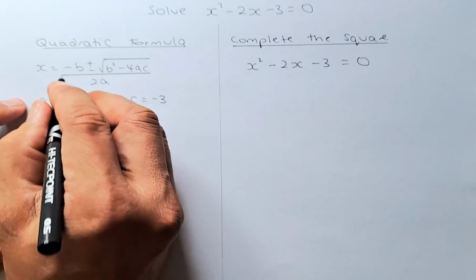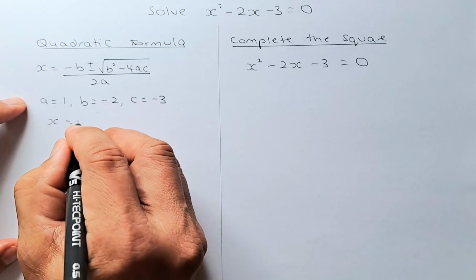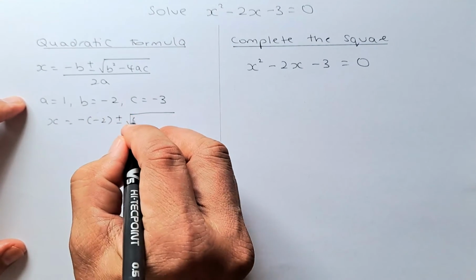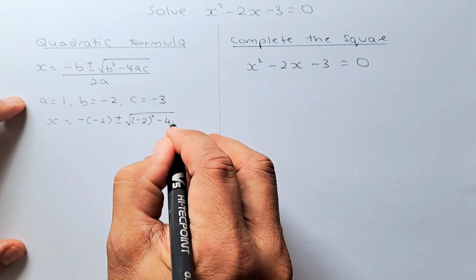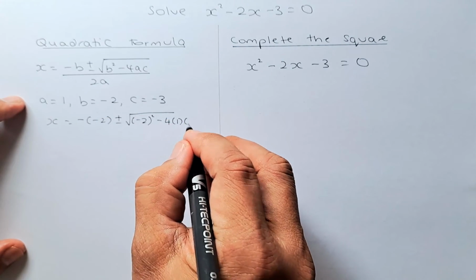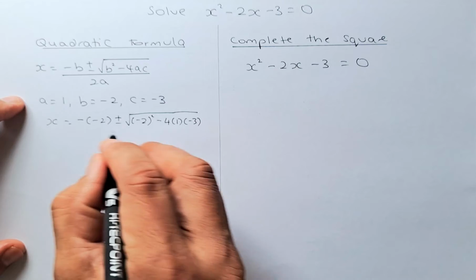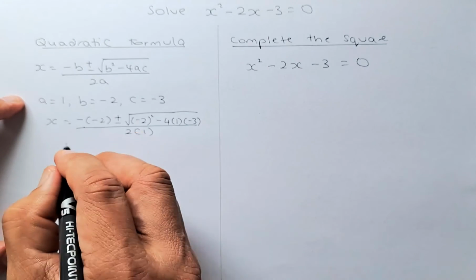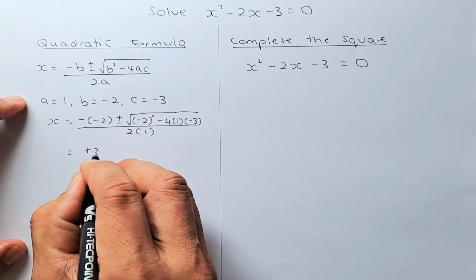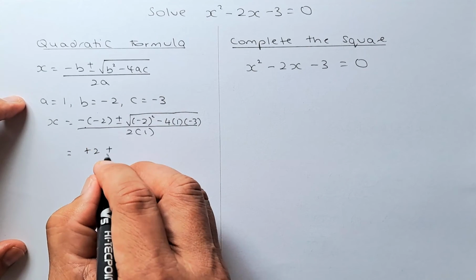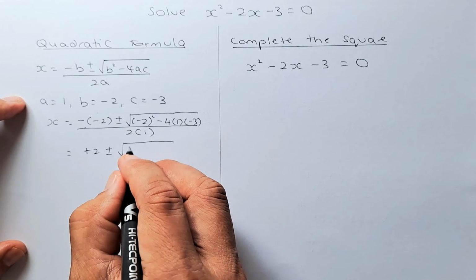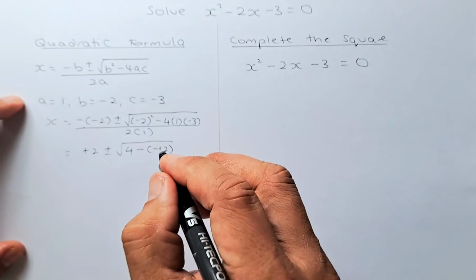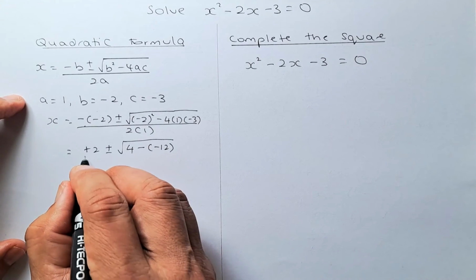So x equals minus b, so minus negative 2, plus or minus the square root of b squared, so minus 2 squared, minus 4, a is 1, and c is negative 3, and divide by 2 times 1. Then you're going to simplify that. It's going to be positive 2, because minus negative 2 is positive 2, plus or minus, minus 2 squared is 4, minus negative 12, because 4 times 1 times negative 3 is negative 12, and divide by 2.